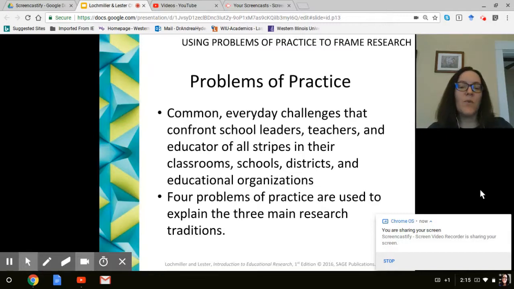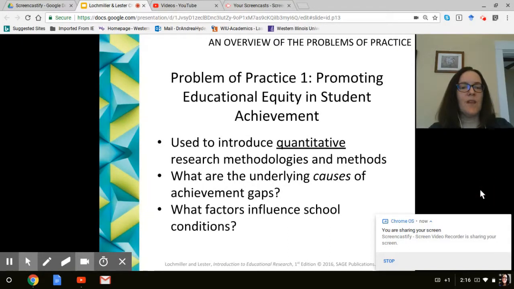And there are 4 problems of practice that are used to explain the 3 research traditions and then also action research. So your authors have tried to tie together these themes, these big problems, to illustrate for you the research traditions. And these are hypothetical, but also perennial, seems to be now in our modern era of schooling in the United States. These are problems that are continuously being studied. And some of them are required by federal law.